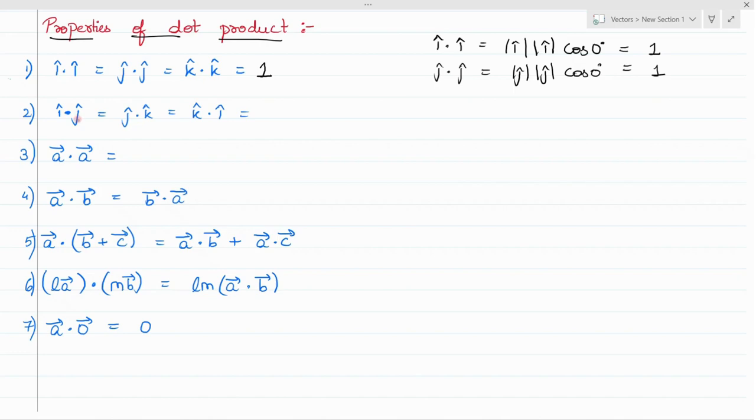Next, i cap dot j cap, j cap dot k cap, and k cap dot i cap. What do you guys think the output might be? See, i cap dot j cap is nothing but magnitude of i cap multiplied with magnitude of j cap and cos 90. Why 90? i is the unit vector in the direction of the x-axis, j cap is the unit vector in the direction of the y-axis. So x and y axes are perpendicular to each other, so the angle will be 90 degrees. What is cos 90? It is 0.